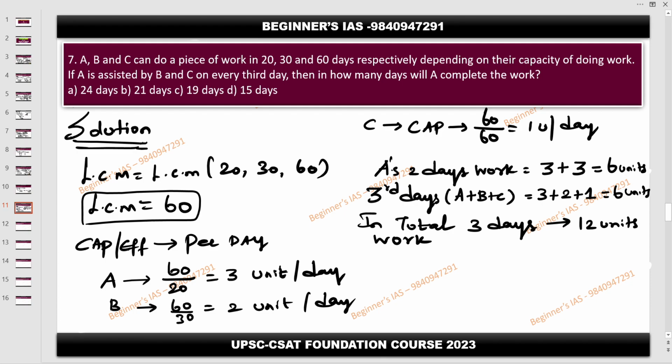To get 60 units of work, we have to multiply the 3 days. Here multiply by 5. So 12 into 5 is 60 units of work, that is the total work. Multiply 3 into 5, 15. So 15 days are required to complete the 60 units if they are working together.